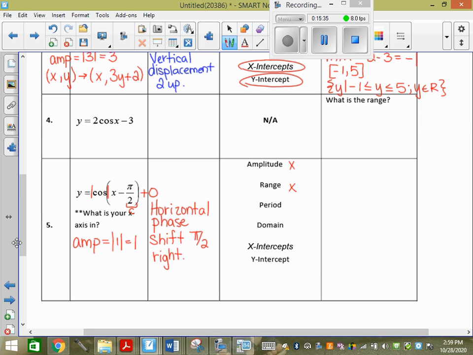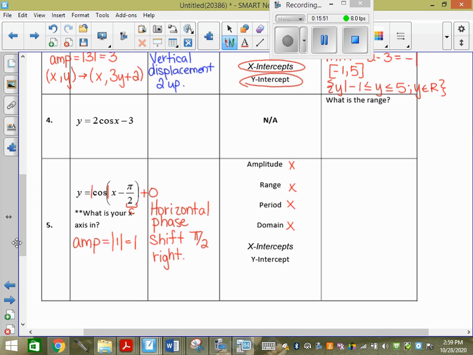Did the period change? Period is based off my B value. My B value is 1. So unless my B value is not 1, the period is not changing. Right? It's not being stretched in or stretched out. That didn't change. Like the range didn't change.